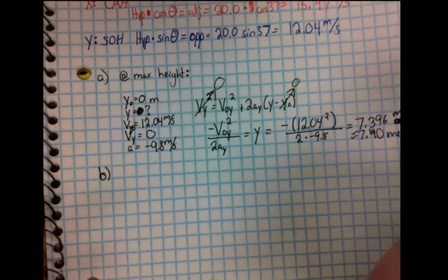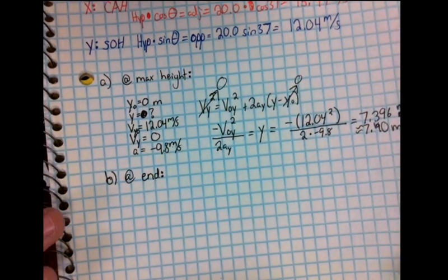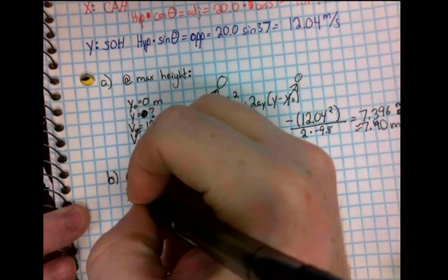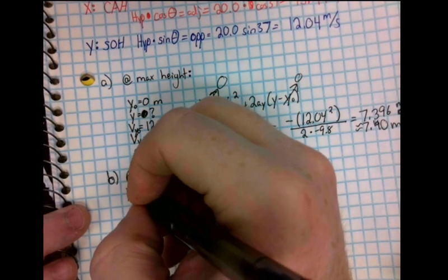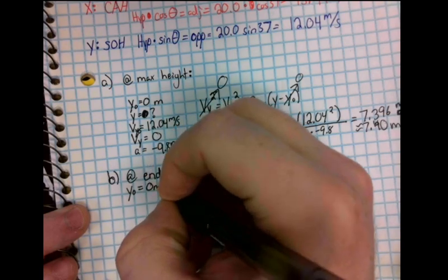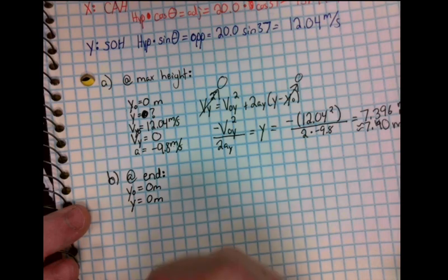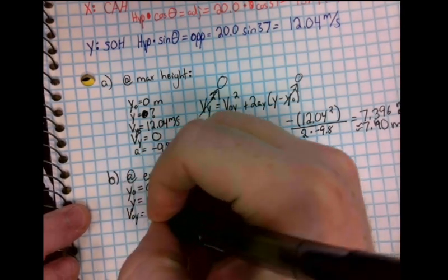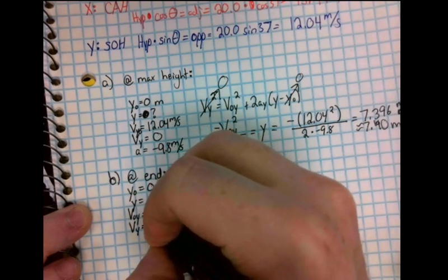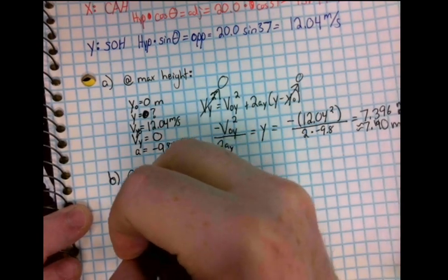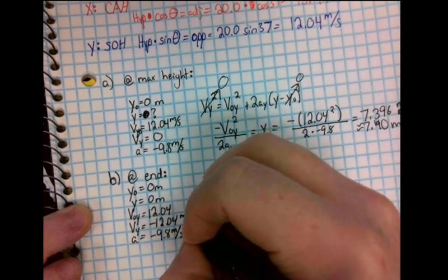So now we're going to do at the end. So our initial y position is 0 meters. Our final y position is also 0 meters. Our initial y velocity is 12.04. Our final y velocity is negative 12.04. And our acceleration is negative 9.8 meters per second squared.